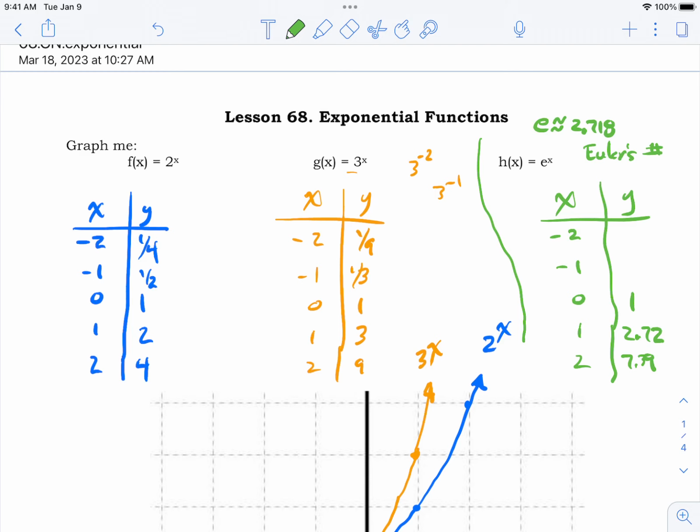e to the -1, otherwise known as 1 divided by e, gives me about 0.37. 2 decimal places is plenty if all you're doing is making a graph. And then e squared but flipped, so that's 1 divided by e squared, basically, is about 0.14 if I go to 2 decimal places. Okay, so let's try to graph this.